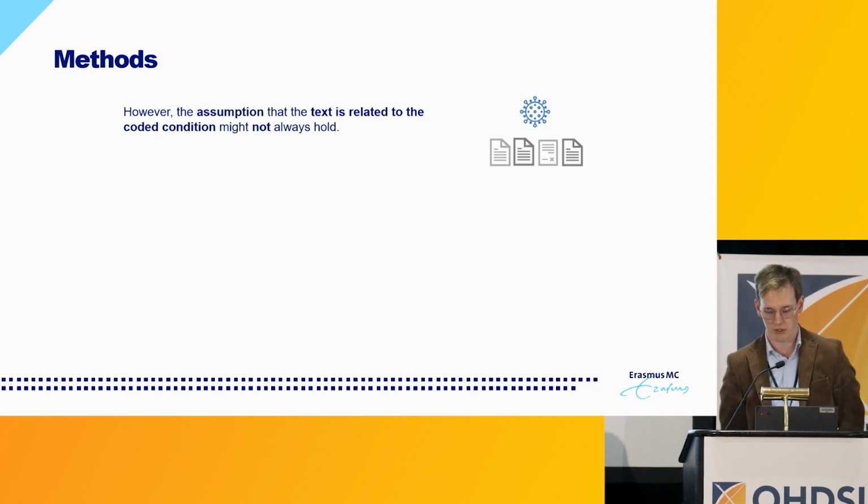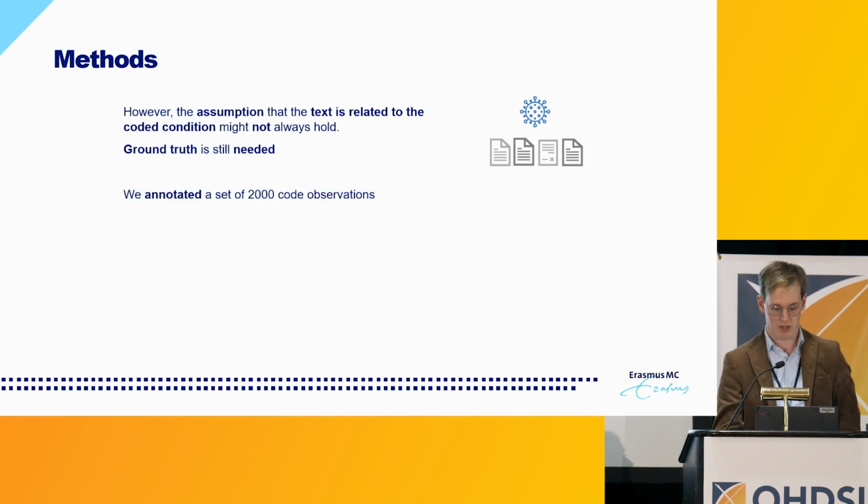And of course, we're now only looking at conditions, so text can also be about procedures, medications, or other structured data. That could be relevant. So we still needed some ground truth. That's why we annotated a set of 2,000 code occurrences, including 200 different conditions.